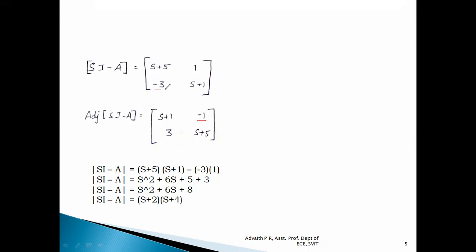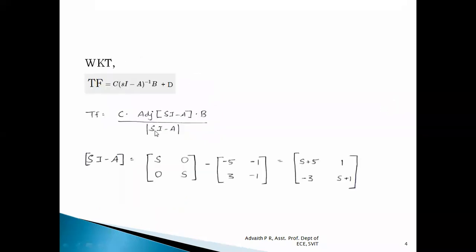We had -3 over here, so that becomes plus 3. So this is how we find the adjoint of a 2 cross 2 matrix. After finding the adjoint of the 2 cross 2 matrix, the next important thing which we have to find, according to our formula, is the determinant of SI minus A.